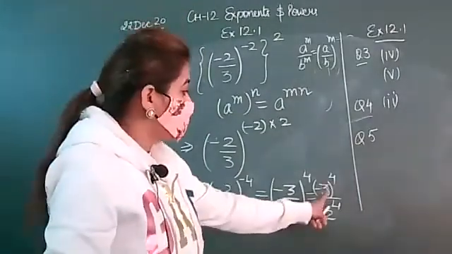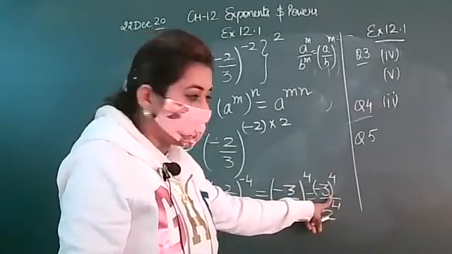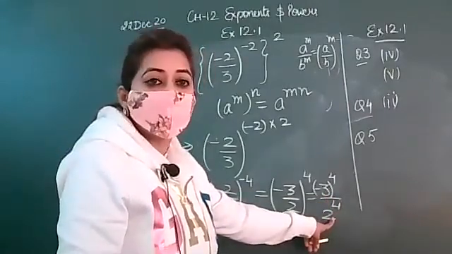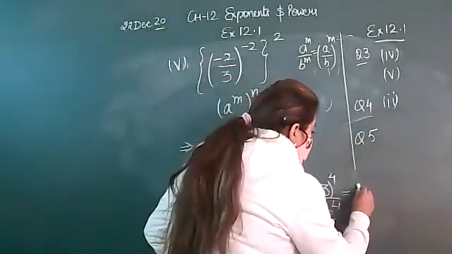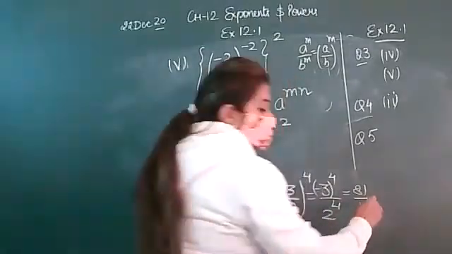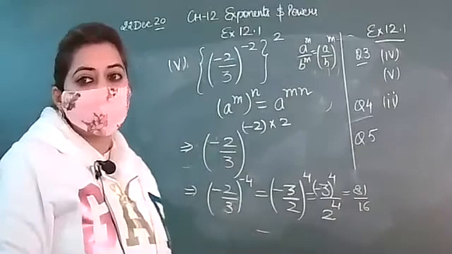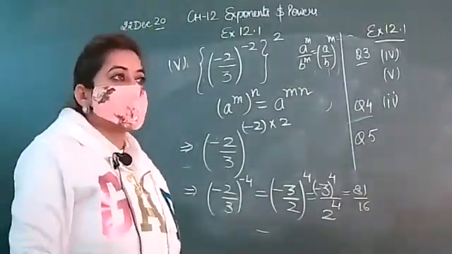Answer for this. You will multiply 3 four times, that will give you 81. And 2 will be multiplied 4 times, that will give you, what will you get, beta? 16. So your answer is 81 upon 16. So this is the value for this question. Actually, the question is to find the value and simplify. Both are correct. Same name.